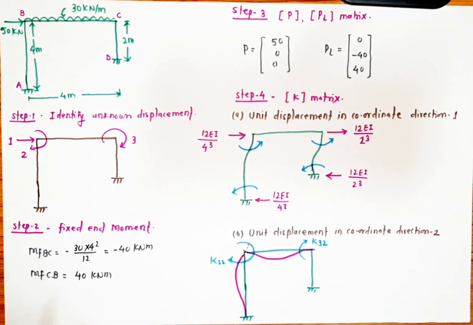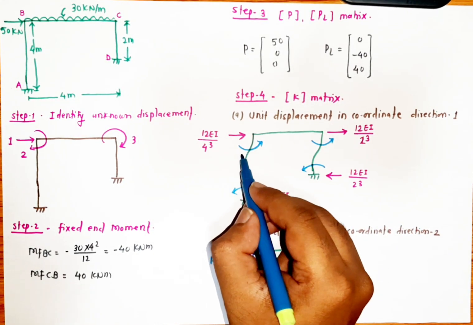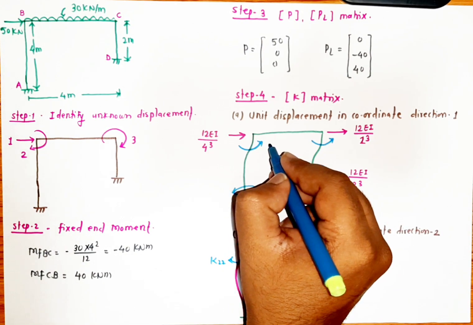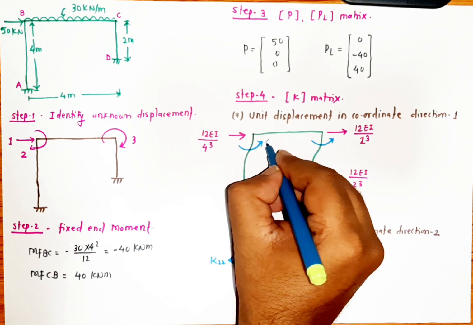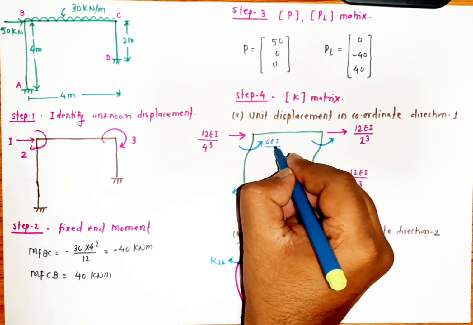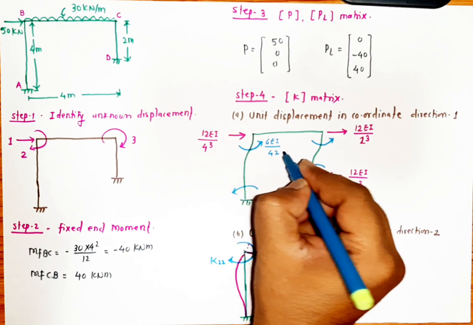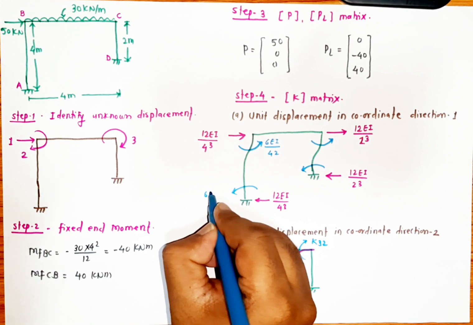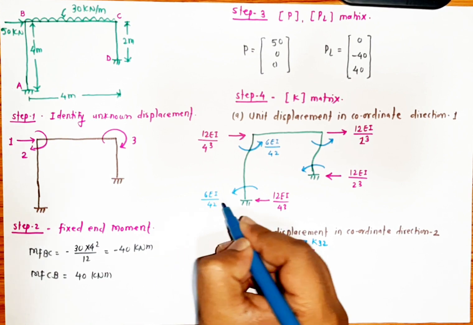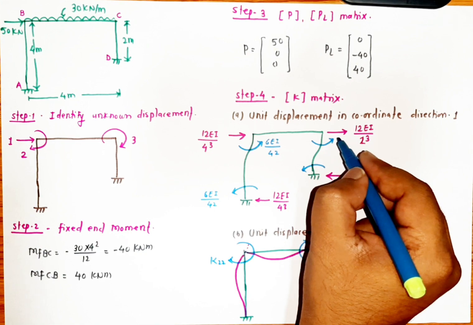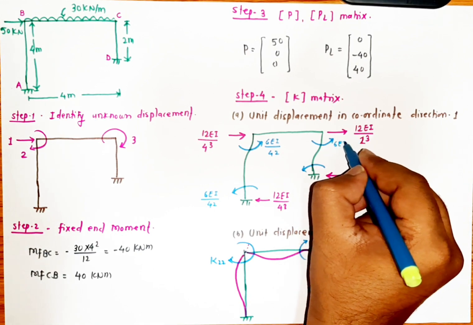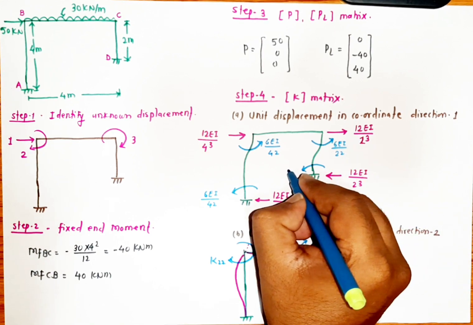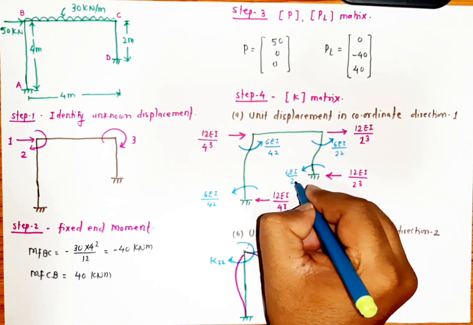Now, due to this deflection there will be some moments developed. Those are nothing but 6 EI divided by L square. L is 4, so 6 EI divided by 4 square, and here it will be the same, 6 EI divided by 4 square, to balance that. Similarly here it will be 6 EI divided by L square, with L as 2, so 6 EI divided by 2 square.